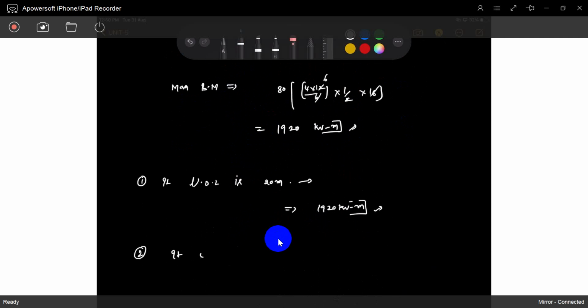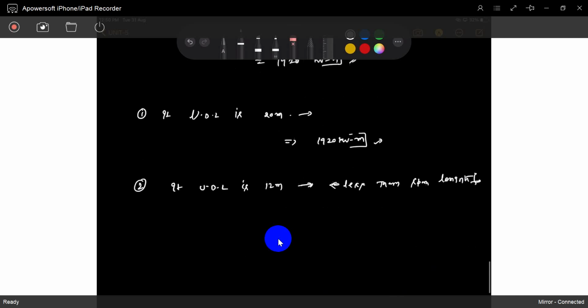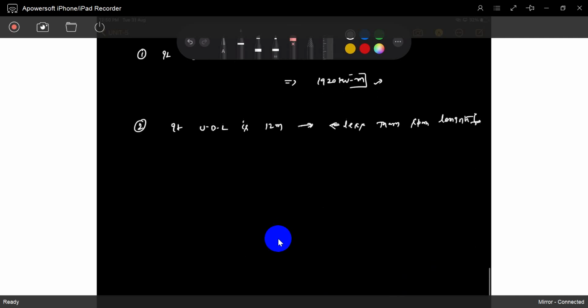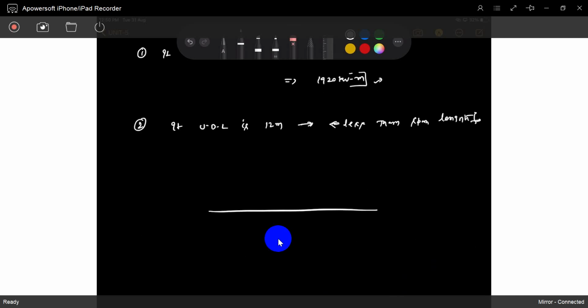So next is the important one. If the UDL length is 16 meters. See, already it covered 16 meters. So we will take it as 12 meters, less than the span length. Less than the span length. So how will we do it? How can you place it? So we will see it today.